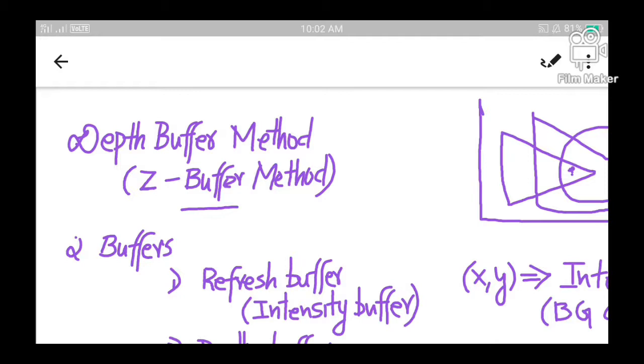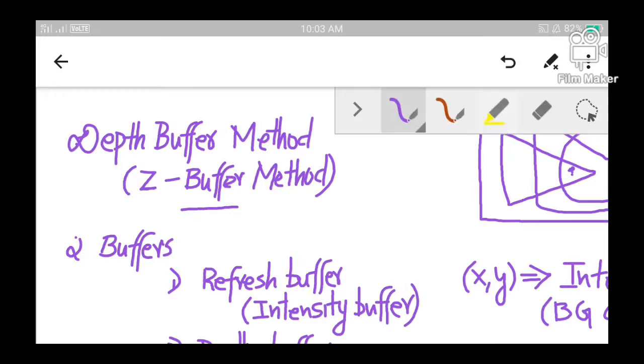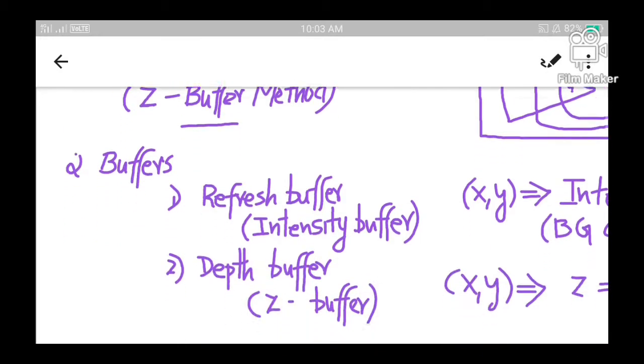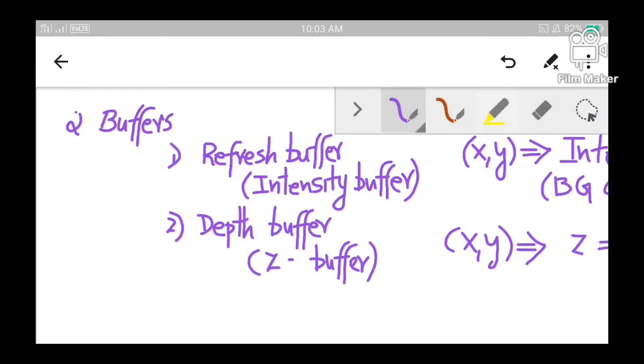In this method, we'll be using two buffers. Now what is meant by buffer? Buffer means a temporary storage, or we can say a memory, or simply a register which is capable of storing a value. Okay, so we'll be using two different buffers in this method. Let us see which are these buffers. One buffer is known as refresh buffer. It is also known as intensity buffer.